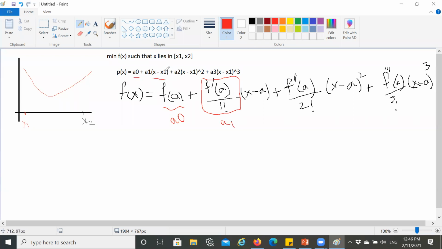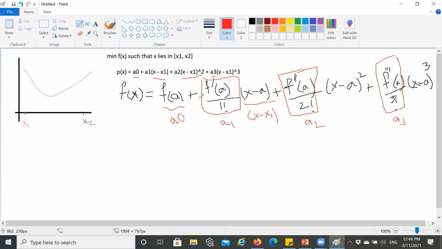Because I know the functional value at x1, and I want to find it at f of x, which is p of x here, this is the same as writing x minus x1, where a is equal to x1. Again, over here this is a constant, and this would be a2. This is again (x minus x1) to the power 2, same as this. And this again would be a3. So now do you understand how I got this equation, everyone?